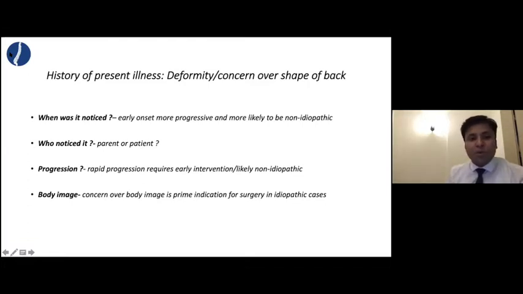Ask about the progression. Is it rapidly progressive? If it is rapidly progressive, it's likely to be non-idiopathic and it will require an early intervention. Ask about body image concerns. Concern over body image is a prime indication for surgery in idiopathic scoliosis.